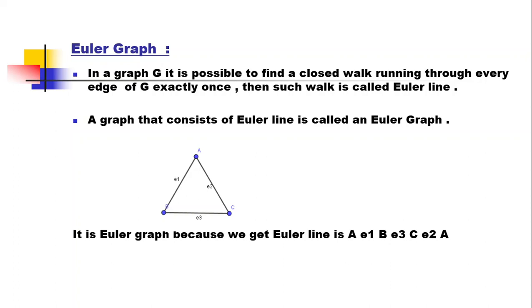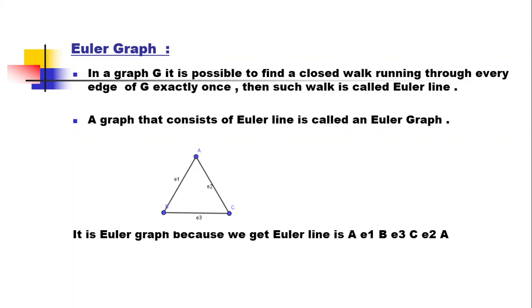So let us create an Euler line. Let us start with A, E1 B, then after E3 C and E2 A. So completely it is a closed walk which covers every edge of G exactly once. So that is called an Euler line, and this graph is known as an Euler graph.